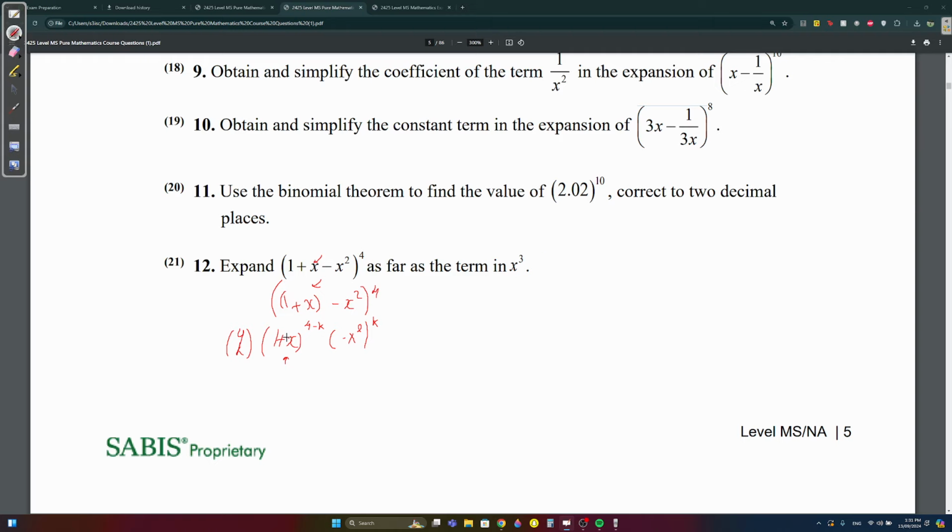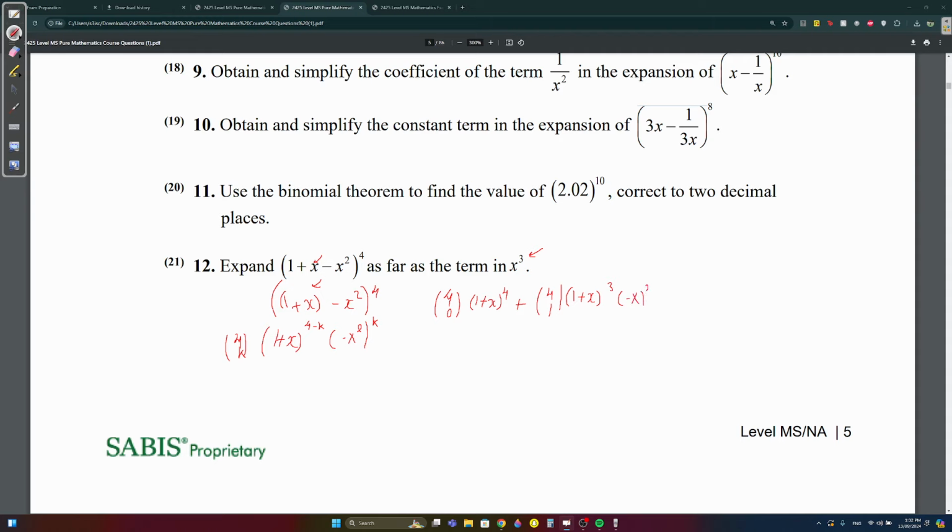Okay, so in this case, we're going to look here. 4 minus k, we want 3, so 4 minus k equals 3. So we're going to probably expand until k equals 1. But they're saying expand as far, so we're not looking for a specific term. So let's see now. We're going to keep on expanding. Okay, let's start expanding. We're going to start 4c0, 1 plus x to the power of 4. Okay, and this is going to be power 0, for sure. So plus 4c1, 1 plus x to the power of 3.